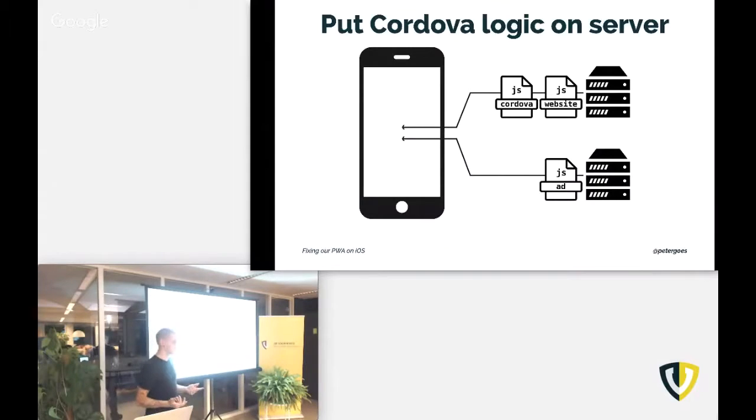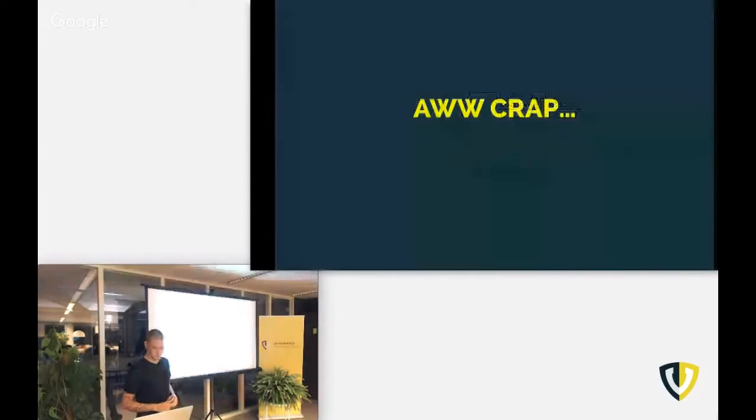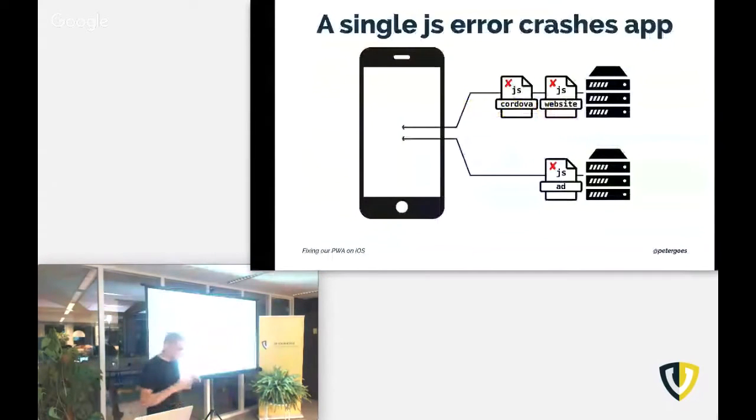Well, that should have worked. Oh, crap. Now we have all this logic running in the same context. If there's only one JavaScript error, be it in Cordova itself, for some reason, be it in an ad, or maybe even an app that's really, really crappy, it crashes the whole app because all the logic is running in the same environment. And that environment is a WebView that Cordova provided you, which you are operating inside of.